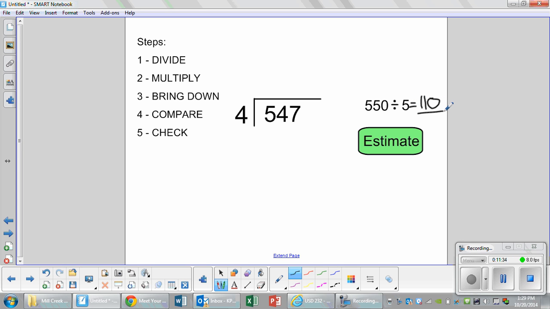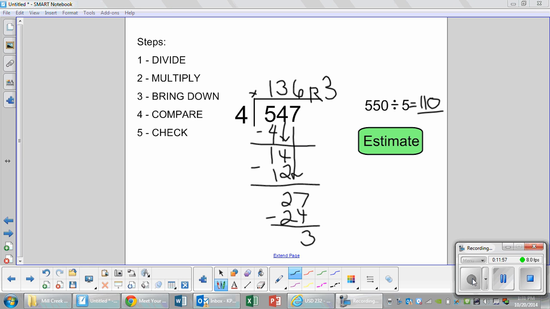You may have done it differently, and that's okay. Estimations may turn out differently based on how the person changes the numbers. Okay, go ahead and stop the video, and I want you to try to solve this problem on your own. And then I will complete the problem and show you what I got, and you can check your answer. Okay, so when I divided 547 divided by 4, my answer that I got was 136, remainder 3.